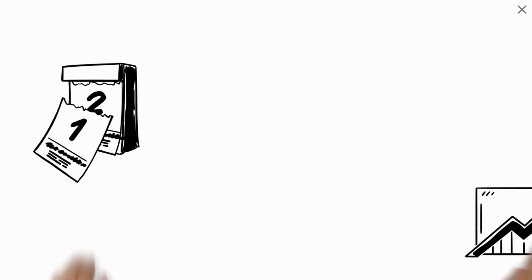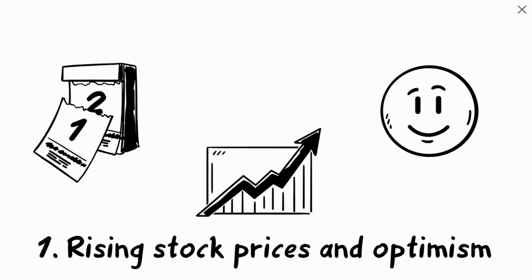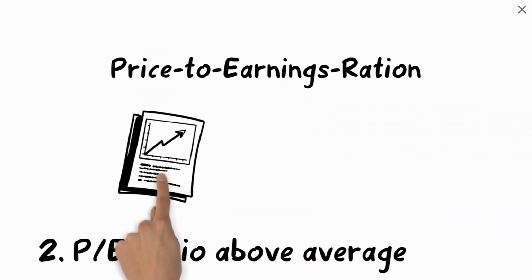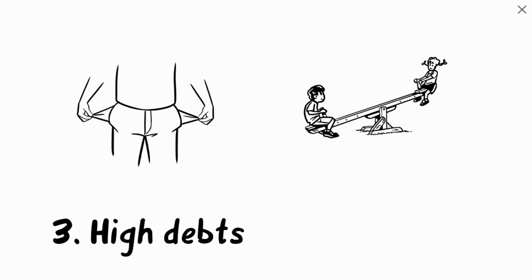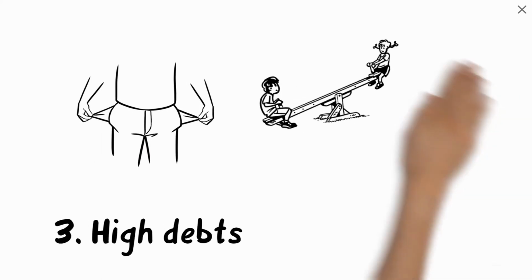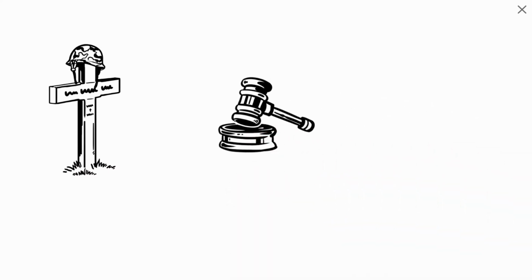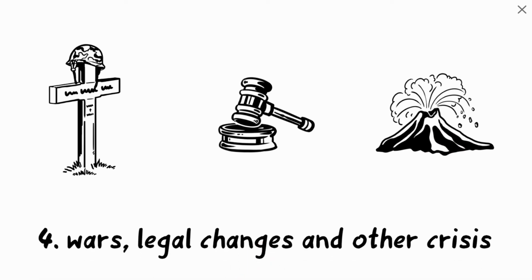Usually, crashes are a result of four conditions. 1. A prolonged period of rising stock prices and excessive economic optimism. 2. A market where price-earnings ratios exceed long-term averages. 3. Extensive use of margin debt and leverage by market participants. 4. Wars, large corporate hacks, changes in federal laws and regulations, and natural disasters within economically productive areas.